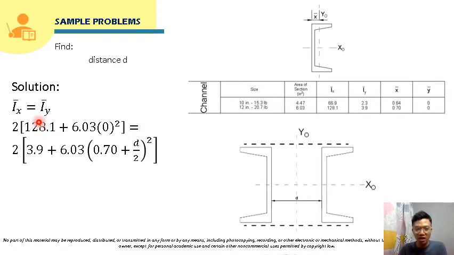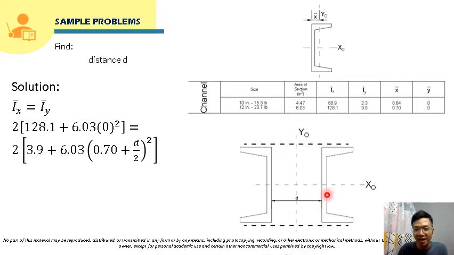And then we have here the X centroidal moment of inertia of this channel, which is 128.1, plus AD squared, where the distance D will just be 0 since the centroid of this channel is at the reference x-axis. So that will just be 0. And we will just multiply it by 2 since we have two channels. Now for IY bar, we will solve for the moment of inertia of these two channels with respect to the Y centroidal axis. So this is the Y centroidal axis.